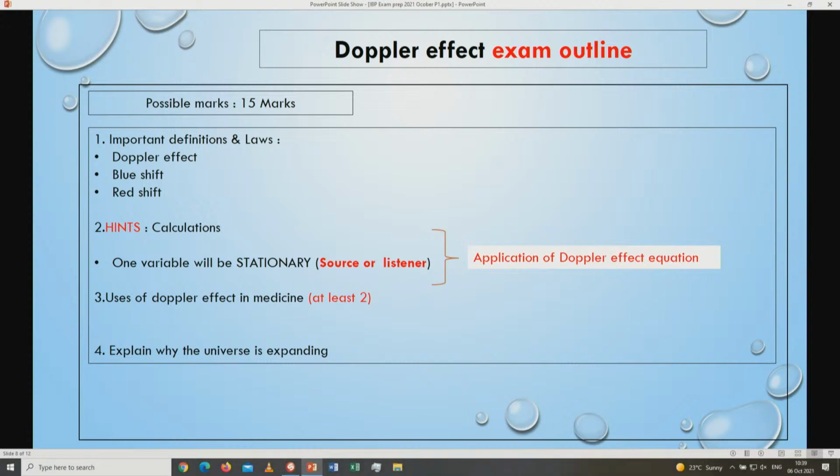So key point: one variable should be stationary and will be stationary. That information will be given to us. So you'll be able to apply a Doppler effect equation, and at the same time give uses of Doppler in medicine, and explain why the universe is expanding. This is where red shift and blue shift come in handy. So I will just show the achievables when we work with Doppler.